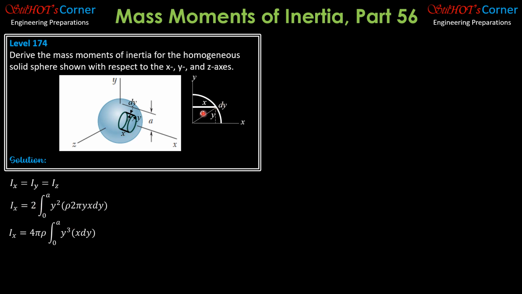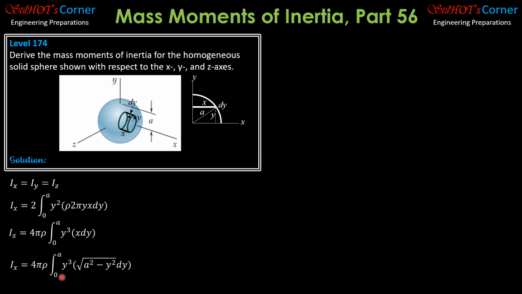So from this figure, although the standard equation of a circle is supposedly x squared plus y squared equals radius squared if the center is at the origin, I'll just use Pythagoras theorem here, which is the same as x squared plus y squared equals a squared. So therefore, because the variable of integration here is y, we express x as square root of a squared minus y squared. So Ix is 4 pi times density integral 0 to a of y cubed times square root of a squared minus y squared times dy.